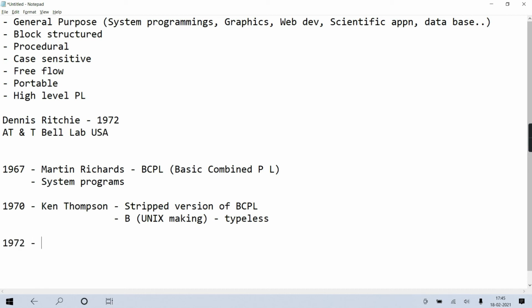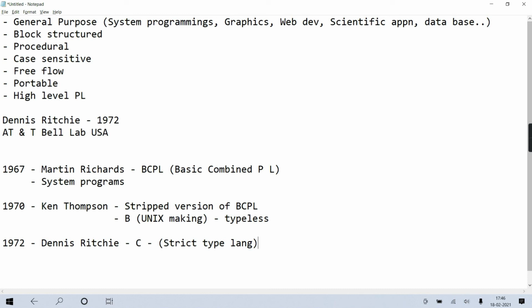That was 1972. Dennis Ritchie came with the language called C. And C is not typeless, and it is more like BCPL only. A lot of concepts like if, for loops, while loops, writing procedures, passing parameters, a lot of things he took from BCPL only, but he made it a strict type language, not a typeless language. You understanding?